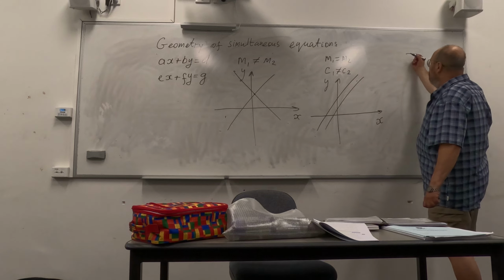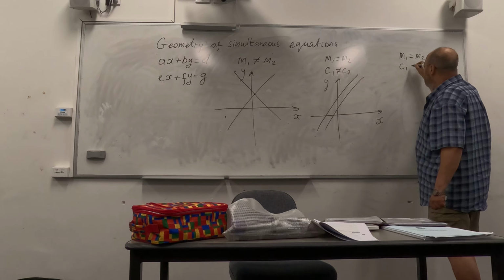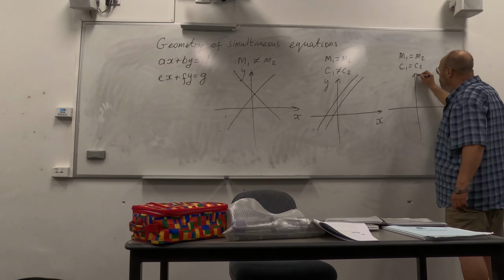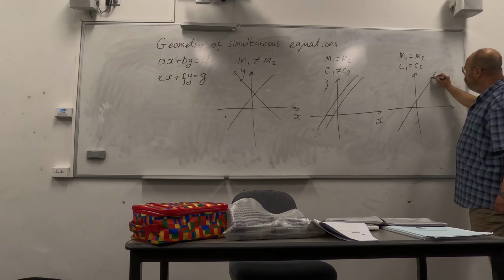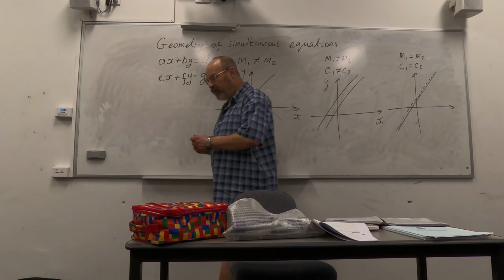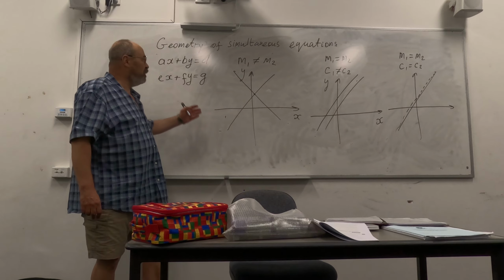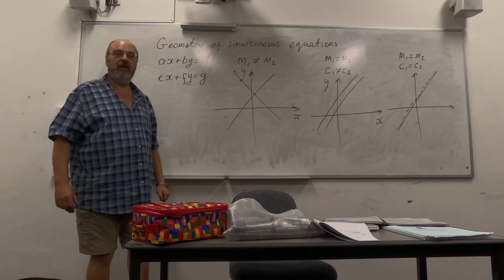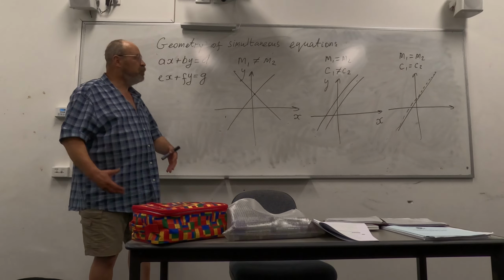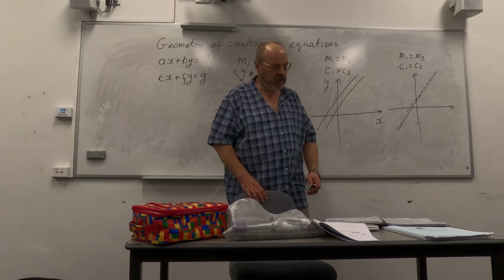And the third case, when we have the same gradient and the same y-intercept: infinite solutions. It is the same line, one line going right above the second line. And the question may ask, if you have equations with something unknown, for which values there will be one, no, or infinitely many solutions.